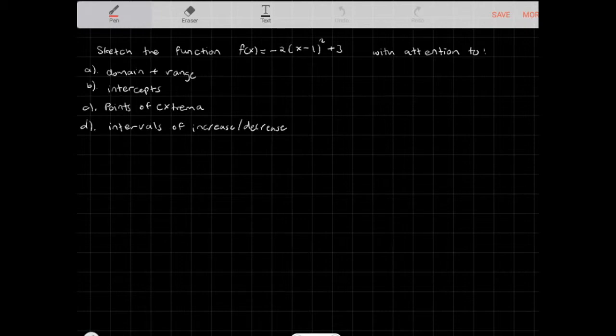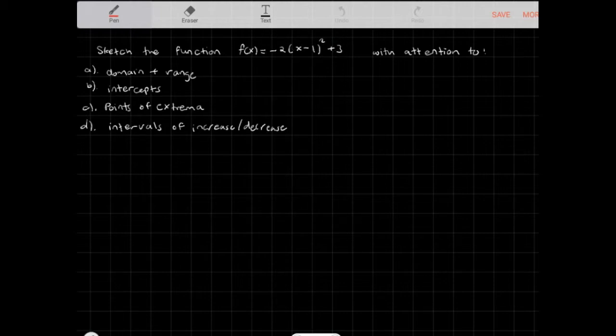Alright, let's sketch the function f(x) = -2(x - 1)² + 3, with attention to domain and range, intercepts, point of extrema, and the intervals of increase and decrease. Okay, so we know that by looking at this, it's a quadratic function.